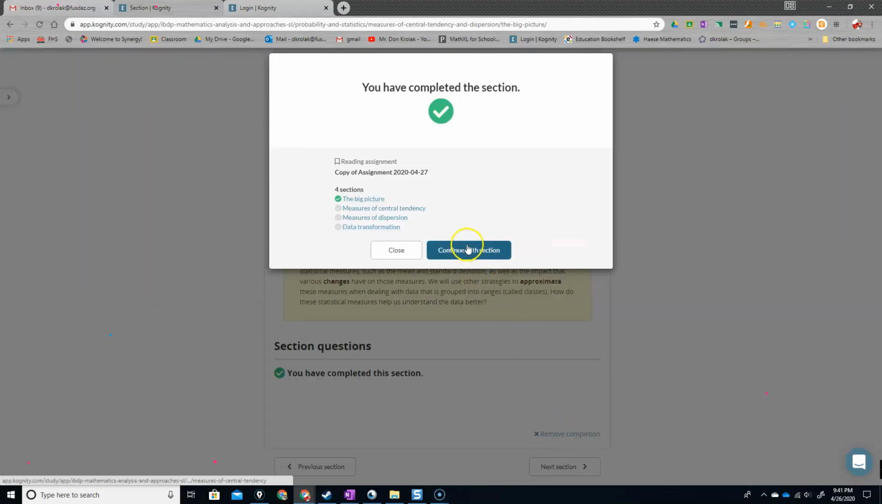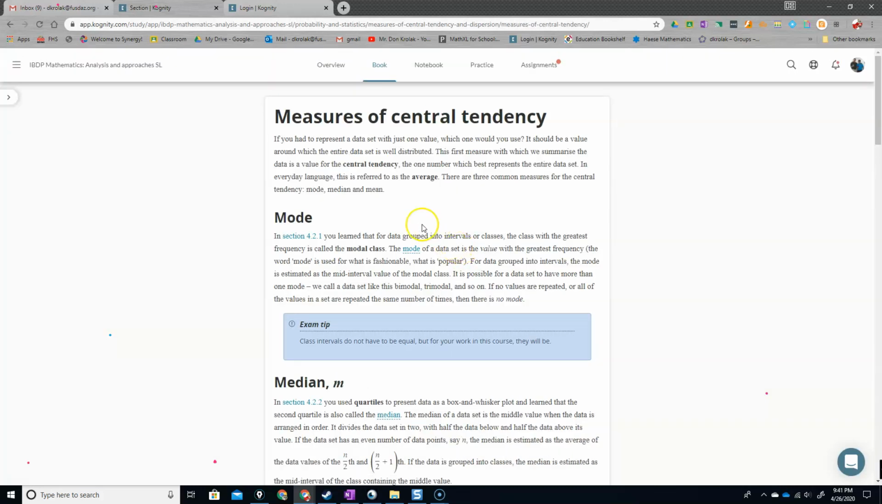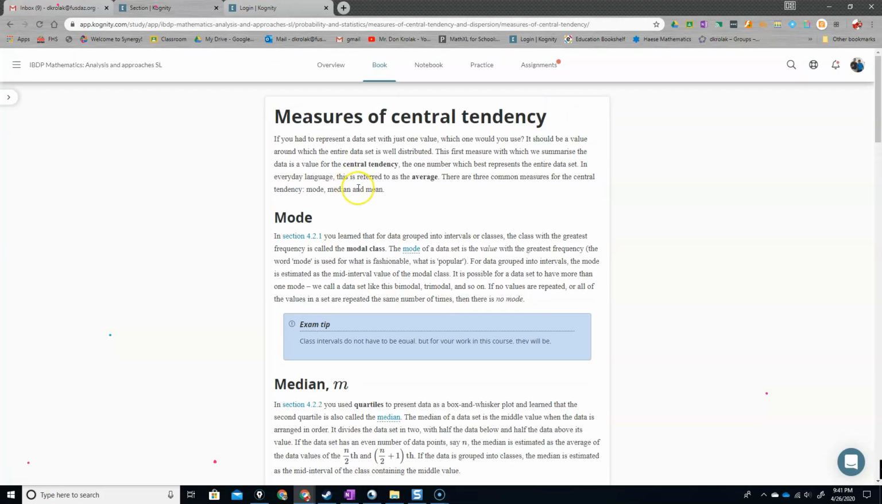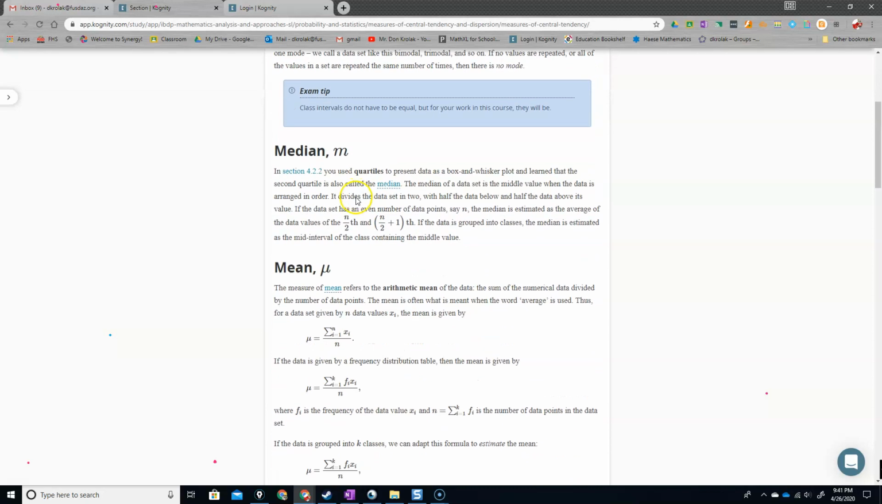Okay. So that's the big question part. So I've done that. No questions on that. Just had to read it over. Now I'm going to start reading on measures of central tendency.